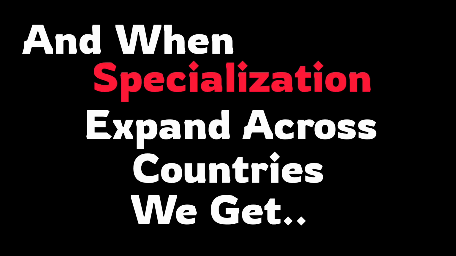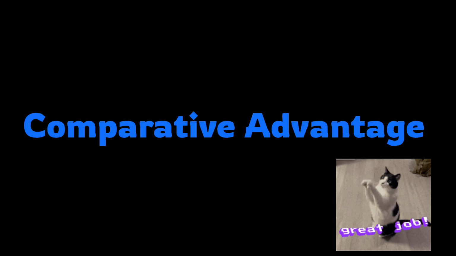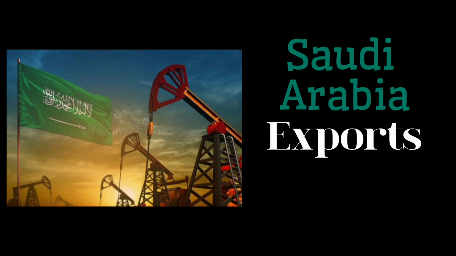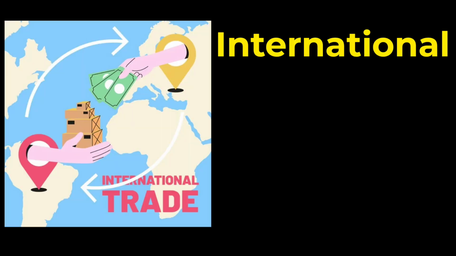And when specialization expands across countries, we get comparative advantage. This means countries produce what they're relatively best at. For example, Saudi Arabia exports oil, China manufactures products, India exports IT services. And this exchange between countries is called international trade.